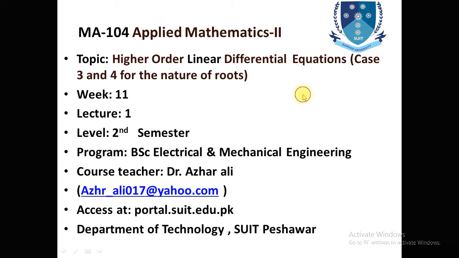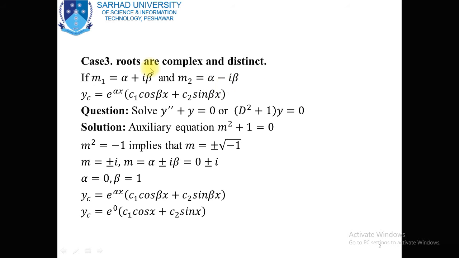So you see over here an example when roots are complex and distinct. Suppose m1 is the complex root alpha plus iota beta, and m2 is also a complex root alpha minus iota beta. These two complex roots are different. So the complementary solution for the homogeneous higher order differential equation will be e power alpha x into c1 cos beta x plus c2 sin beta x.